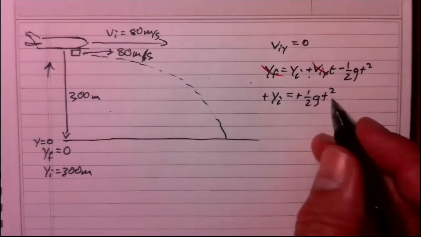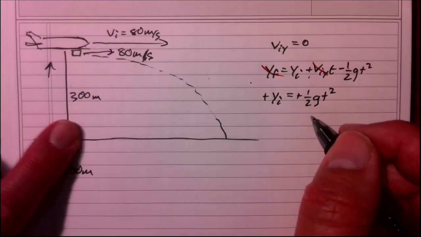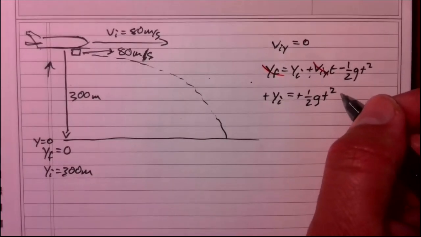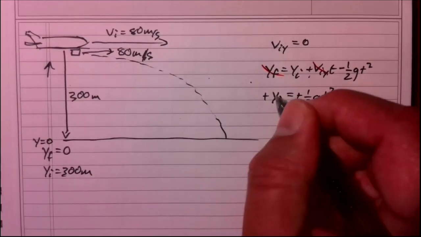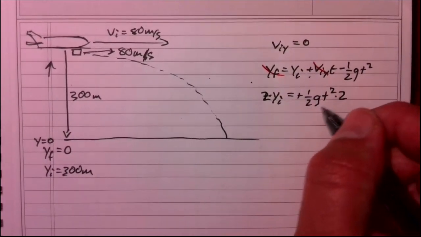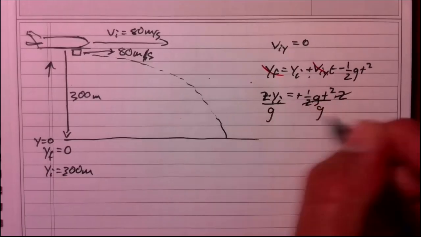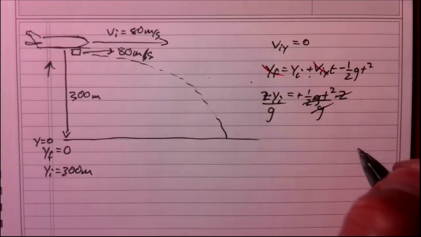All right. So now we can solve for t by getting everything on the other side. So I will multiply both sides by 2, times 2 over here, and then I'll multiply by 2 over here. So these ones cancel. Then I'm going to divide both sides by g. This g goes away.